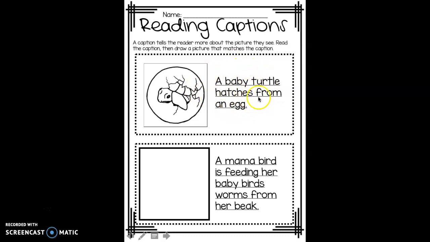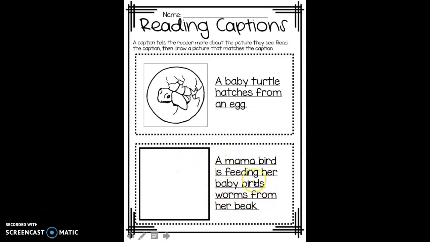So my caption, the words right here next to the picture, told me what I was looking at in the picture. So down here, the caption, here's my words, this is my caption. My caption has to describe my picture. But look, there's no picture here. So it's your job to read the caption and then draw a picture that would make sense next to this caption. So the caption says, a mama bird is feeding her baby birds worms from her beak.